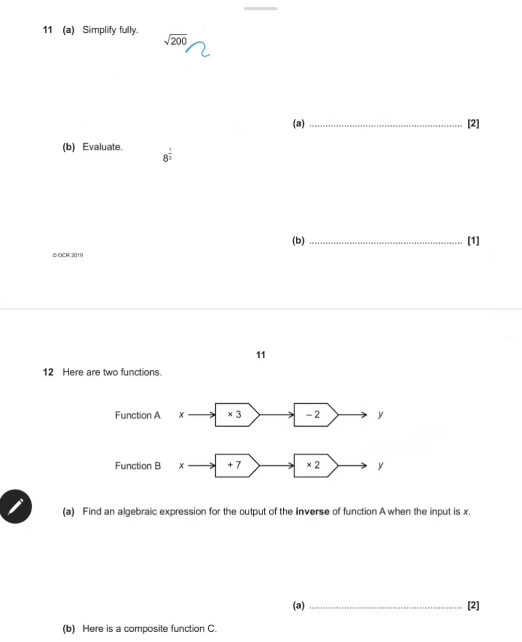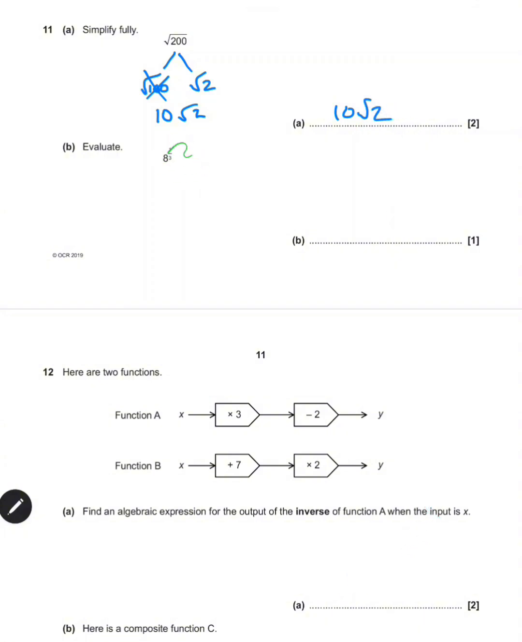Question 11, we've got some third work to do. It says simplify root 200. Well, root 200 is root 100 times root 2. The square root of 100 is 10. Root 2 is just root 2. So root 200 is 10 root 2.